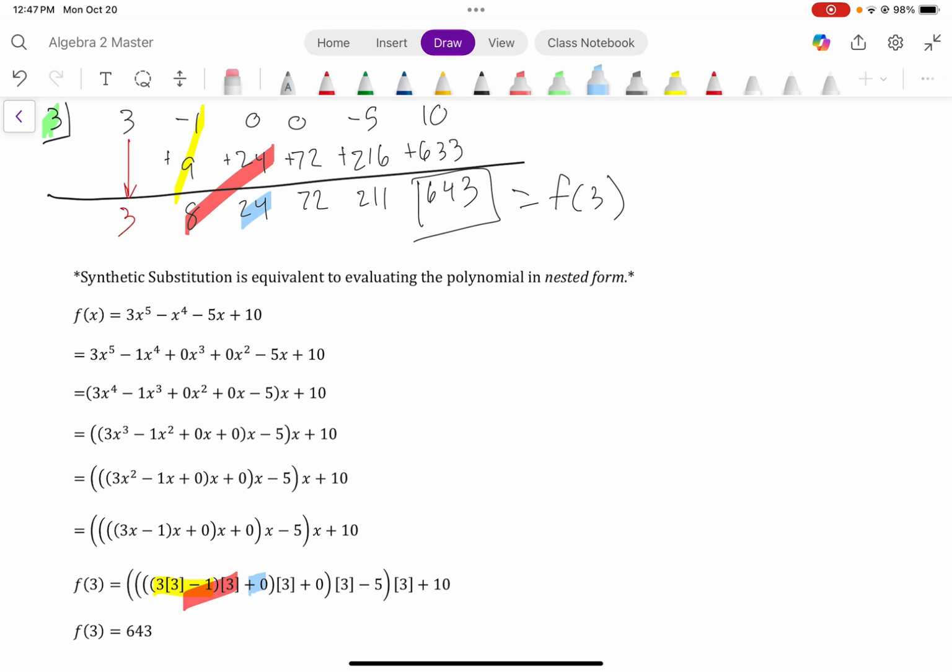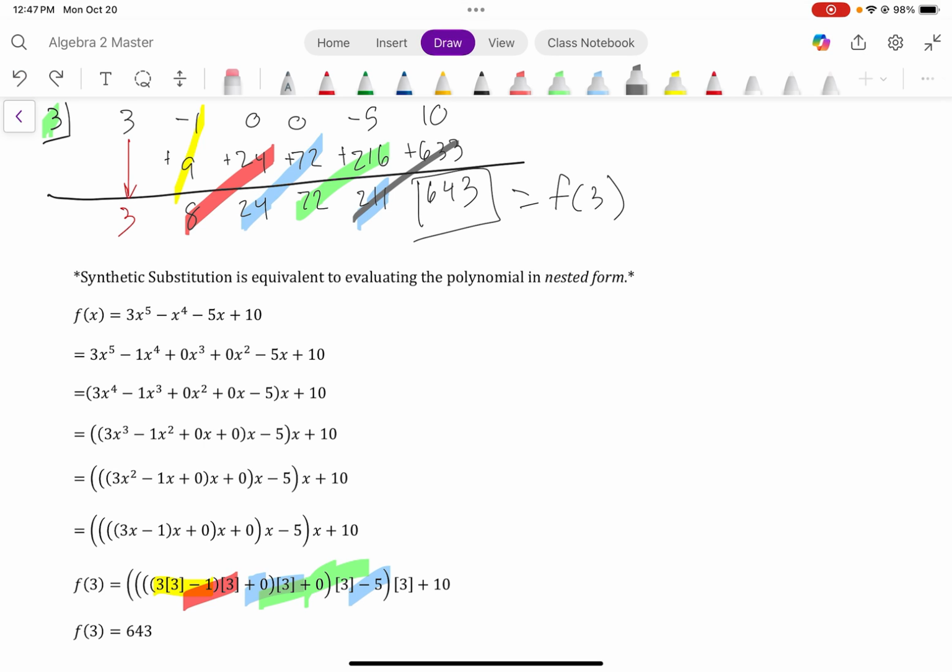Right? That's getting here. I'm going to multiply that by 3. And then I add 0. And multiply that answer by 3. And this time I have to add that negative 5. That's how I get to this piece. Then I multiply that by 3 again. Then I add my 10. So I'm still doing all of these pieces.